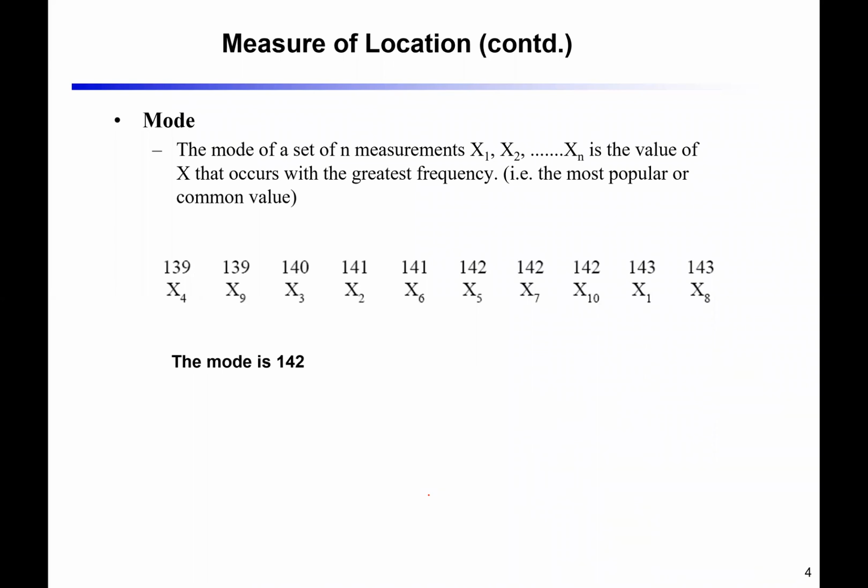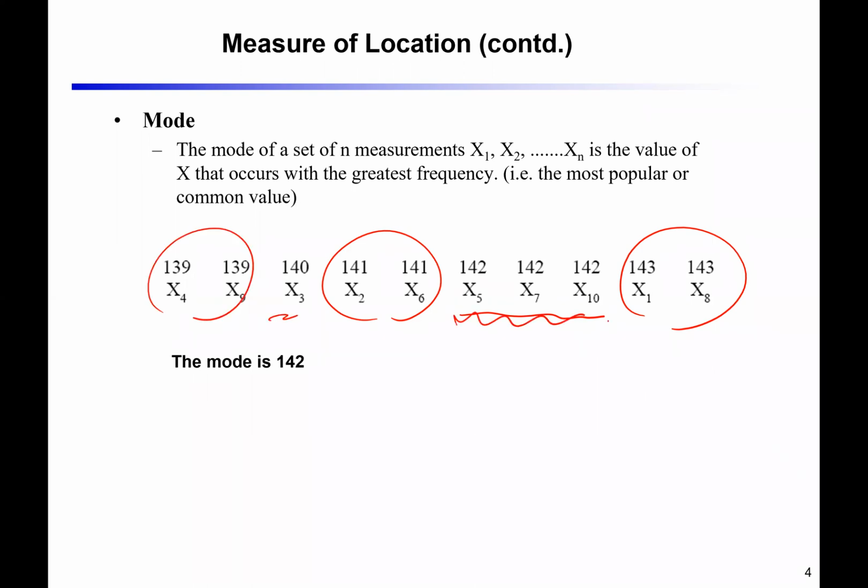What is mode? The mode of a set of n measurements is the value that occurs with the greatest frequency, the most popular or common value. You see here, which one is more common? This one has 3, this one has 2, this one has 2, this one has 2, and this one only has 1. So this is the most frequent value. Then the mode is 142.